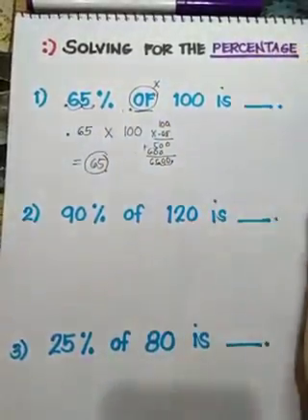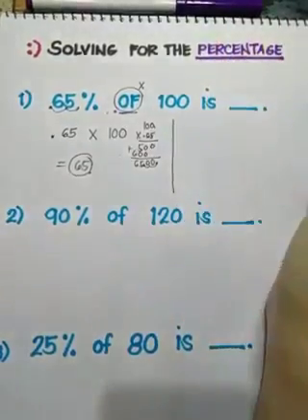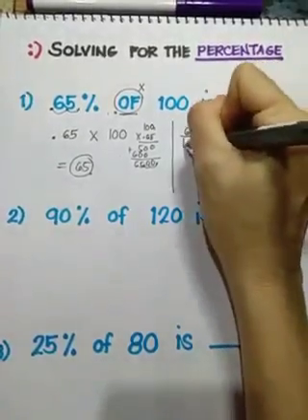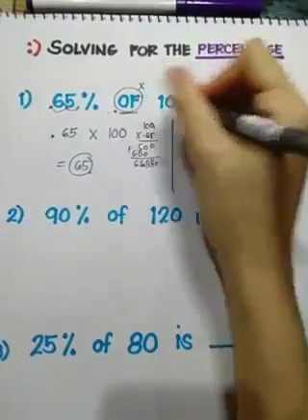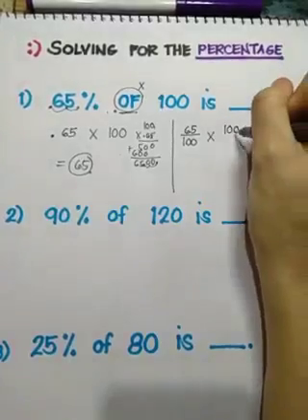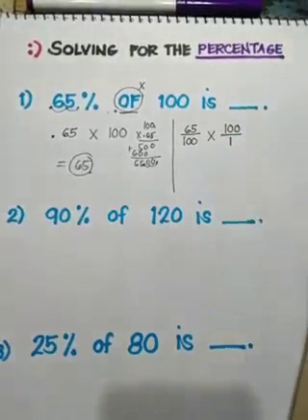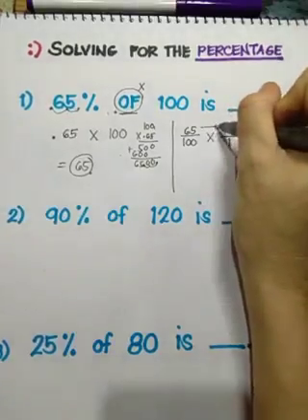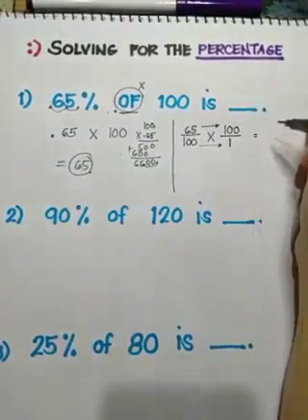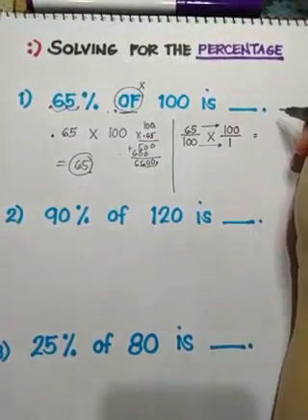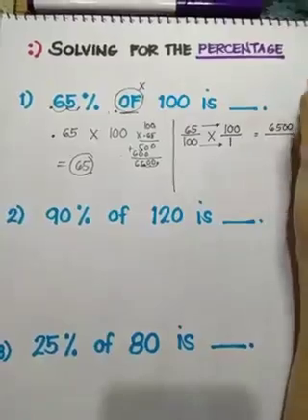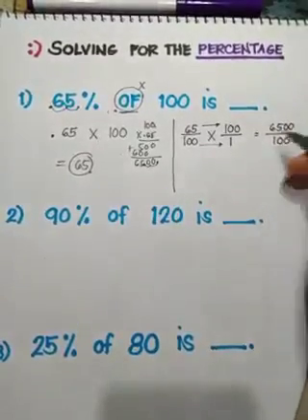Now let's try to solve it using the fraction form. If it's a fraction, you're just going to copy the number and then put a denominator of 100. Then "of" means you're going to multiply by 100. We will make 100 a fraction by putting 1 as the denominator, and then multiply both the numerators, then both the denominators. So 65 times 100 is equal to 6,500, and then 100 times 1 is 100.